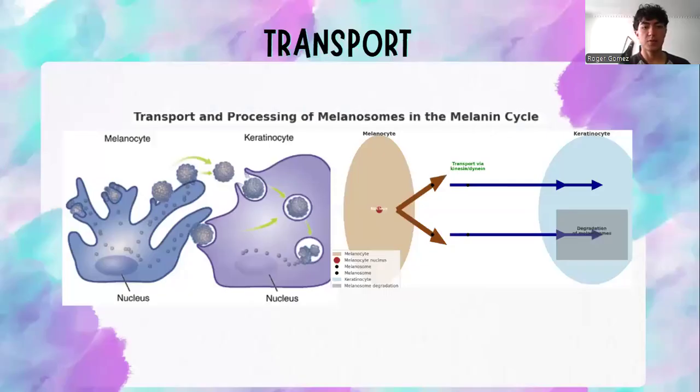Well, about the transport, when melanosomes melanize, they are then transferred to the keratinocyte where they are degraded, and finally the melanin is removed with the desquamation of the stratum corneum. Upon completion of melanin synthesis, the melanosome moves from the perinuclear area to the melanocyte dendrites by the proteins kinesin and dynein.